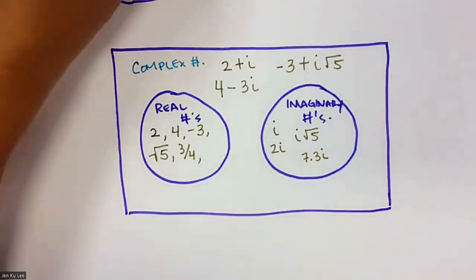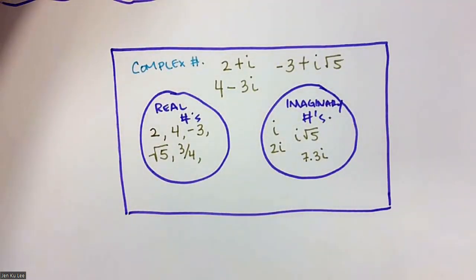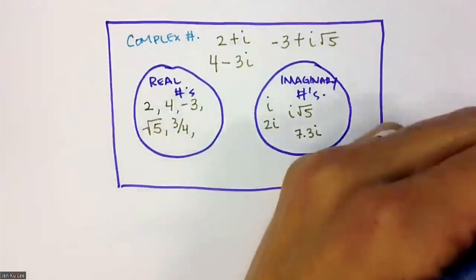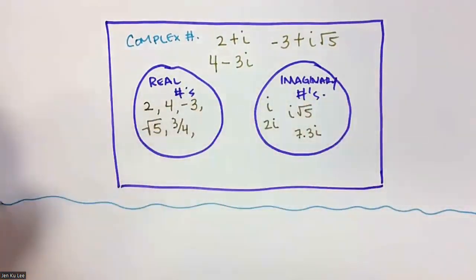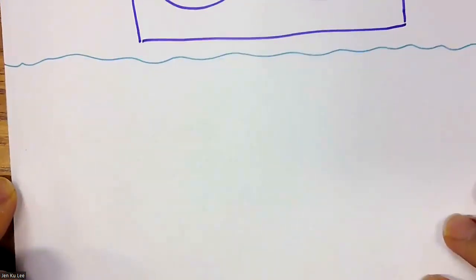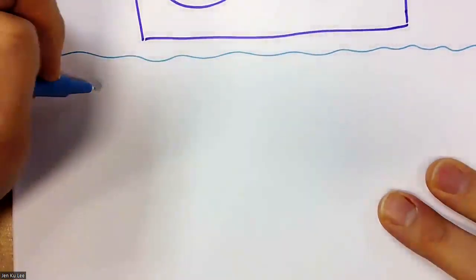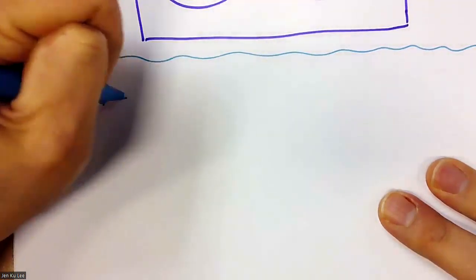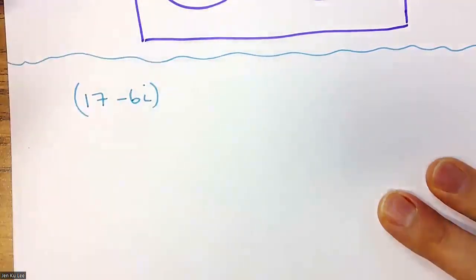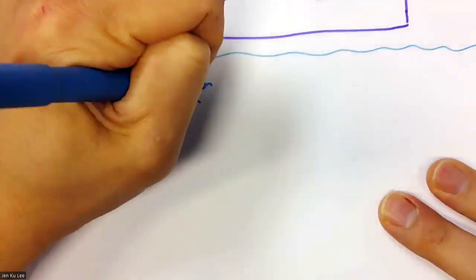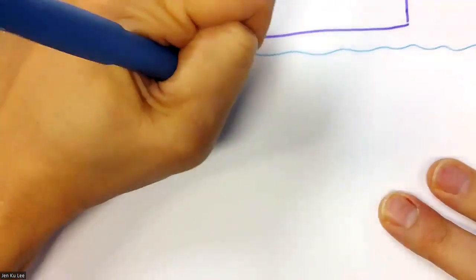Okay, so in this lesson, what we're going to do with these complex numbers is we're just going to add them, subtract them, multiply them. All right, so, for example, let's subtract them. 17 minus 6i minus 9 plus 10i.